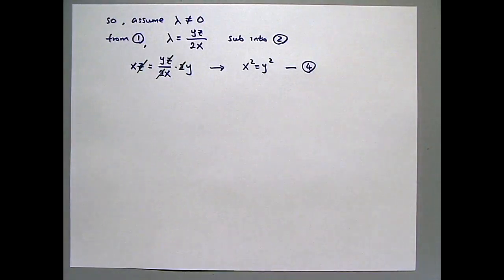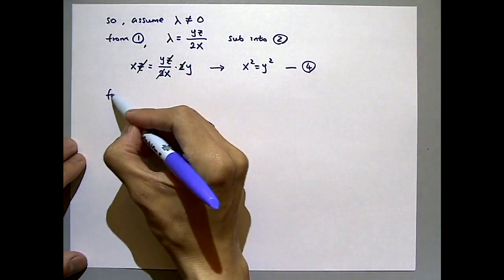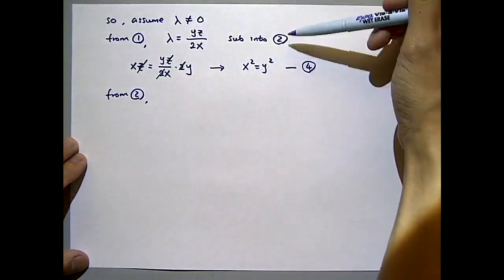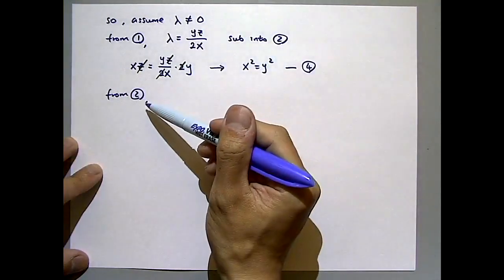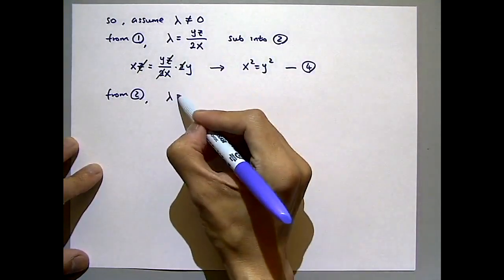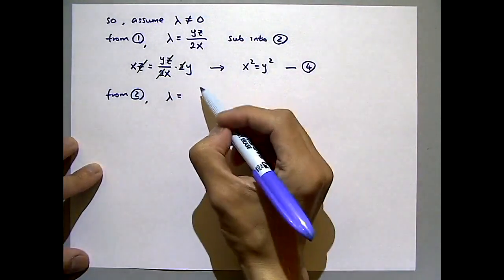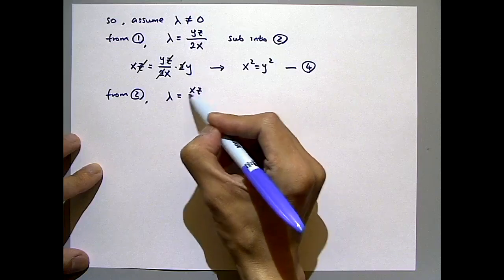What this accomplishes is that I know the relationship between two variables now. And I want to find another relationship between another two, and that allows me to tie all three together so I can solve for one of them. I'm going to duplicate this process again, this time with equation 2. From the original equation 2, we see that lambda is equal to xz over 2y.